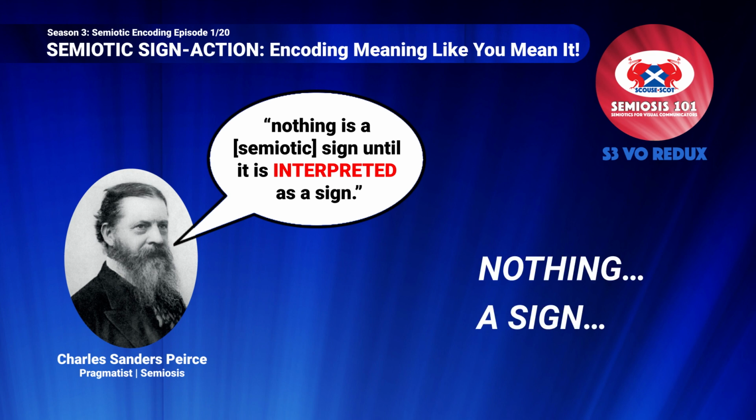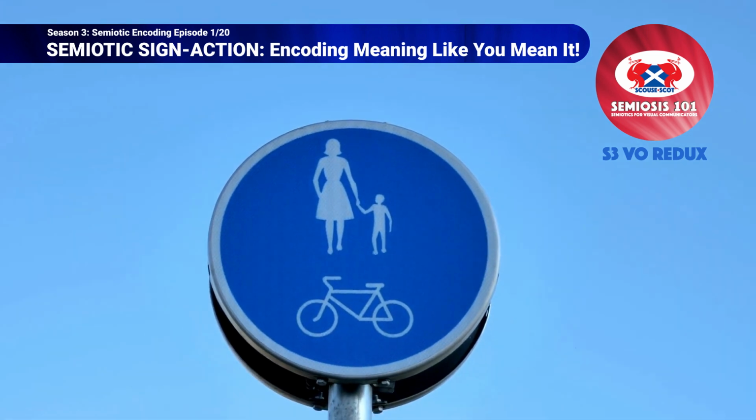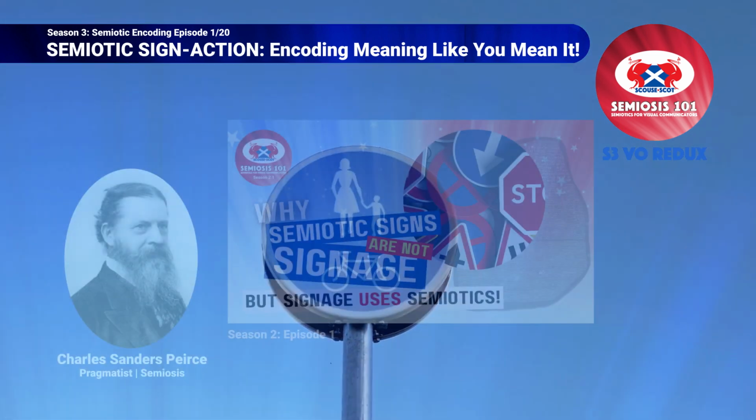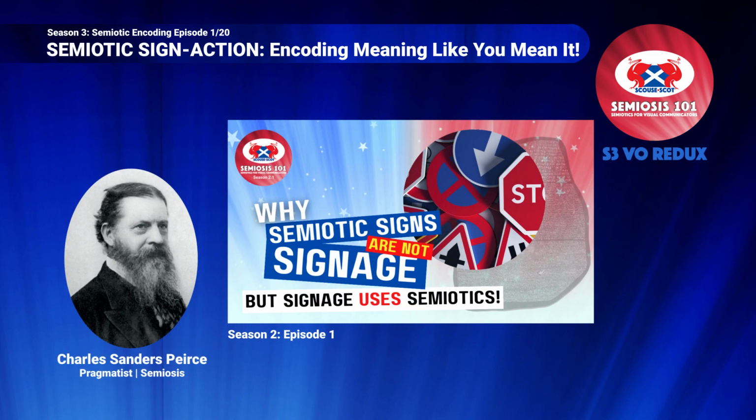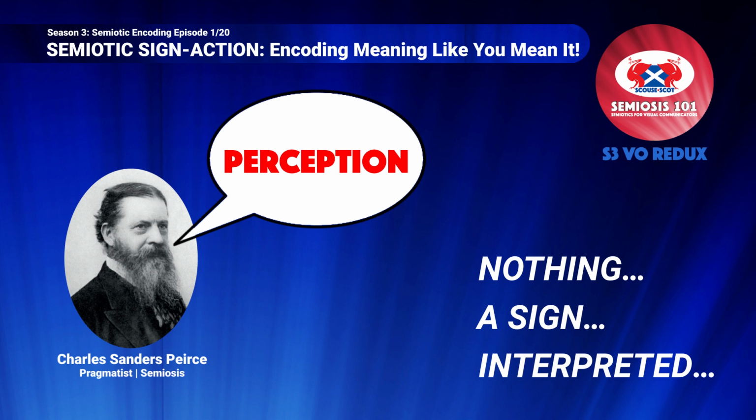Nothing, a sign, interpreted. Firstly, a semiotic sign is not signage, but signage does use semiotics. I spent the first episode of Season 2 addressing this, so I'll not repeat myself. If this video is still confusing you, pause this episode and rewatch Season 2, Episode 2.1, why semiotic signs are not signage, but signage uses semiotics. So let us instead focus on nothing, sign, interpreted. Our key word here is perception, the perception of meaning bearing.